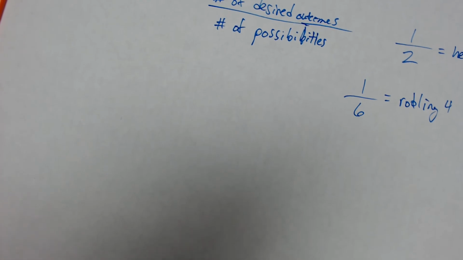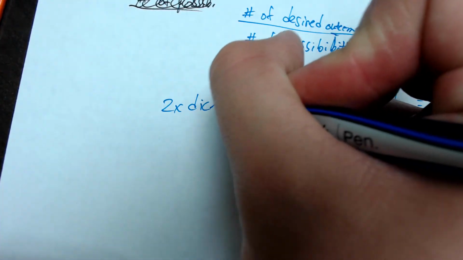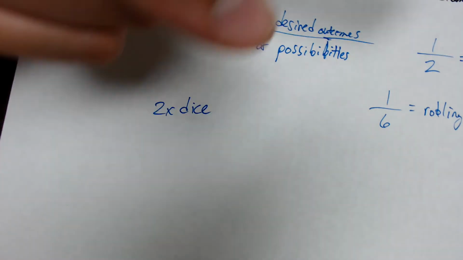Now, let's say I'm rolling 2 dice. And out of 2 dice, I want to roll a 4. So 2 times the dice. How many possibilities are there to get a 4? Well, I could have 1 and 3.